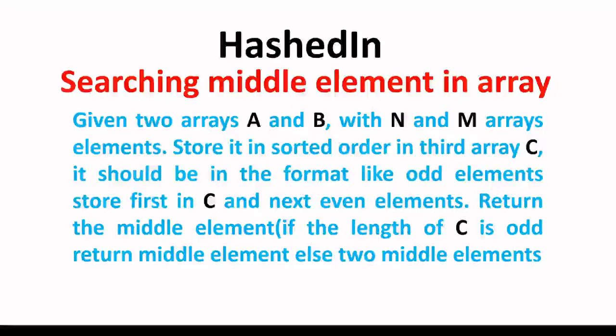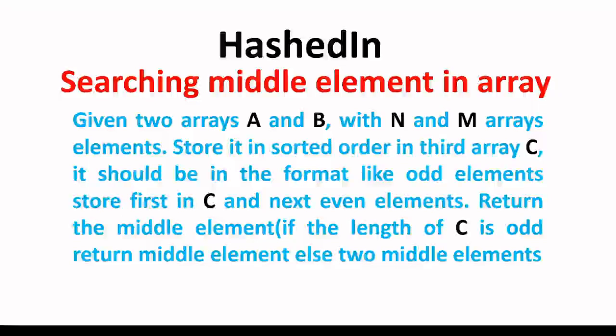The problem statement is searching the middle element in an array. Given two arrays A and B with N and M elements, store them in sorted order in a third array C. It should be in the format where odd elements are stored first in C and then even elements. Return the middle element. If the length of C is odd, return the middle element, else return two middle elements. The problem is like that.